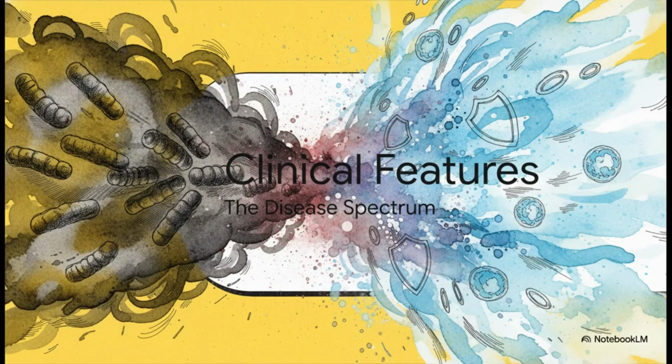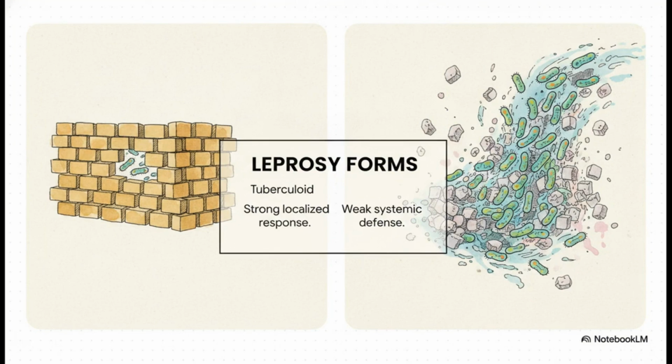Section 2. Clinical features, the disease spectrum. This brings us perfectly to the clinical presentation. It's vital, and I mean absolutely vital, that you frame this disease in your mind as an immunological battleground, because the strength of your patient's immune system determines exactly what you'll see clinically. It's like a sliding scale. On one end, we've got tuberculoid leprosy.